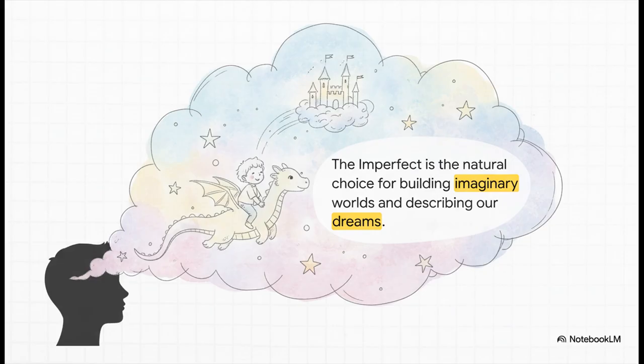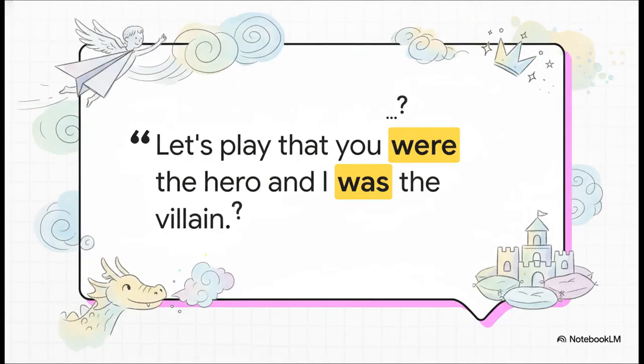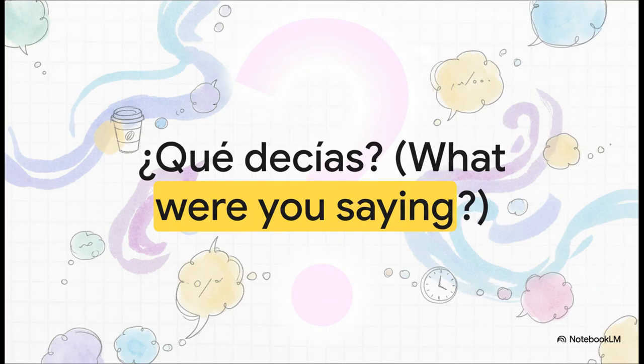And because it's so good at creating these ongoing states of being, it makes perfect sense that the imperfect is the natural choice for building imaginary worlds. It's what we use for kids' games, and even for describing our dreams. Right? When a kid says this, they're using the imperfect to set up this temporary reality that only exists in their minds. It's the language of what if, of make-believe. The imperfect is also for something you and I experience every single day, interrupted thoughts. If you get distracted and you turn to someone and ask, ¿Qué decías? What were you saying? You're implying that their thought was still in progress. It was just hanging in the air before it got cut off. It's literally the tense of an unfinished thought.